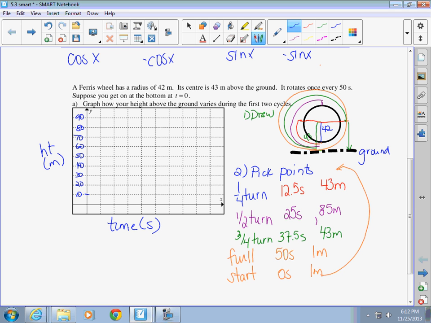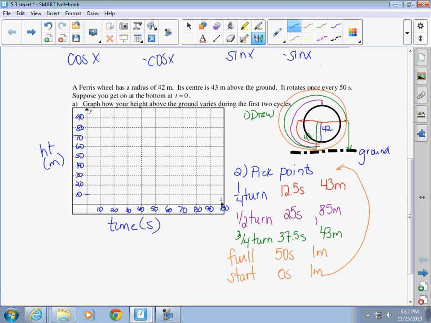And my time, because this asked me to do it in 2 full cycles, so I need 100 seconds on there. So let's see, if this should get me to 100. 10, 20, 30, 40, 50, 60, 70, 80, 90, 100 would be right there. So 10, 20, 30, 40, 50, 60. And I'd end up at 100 there.